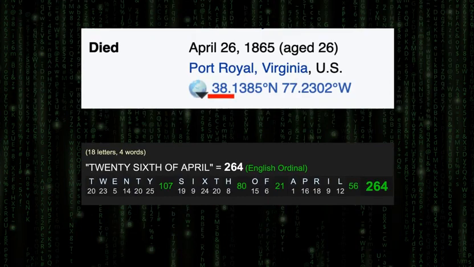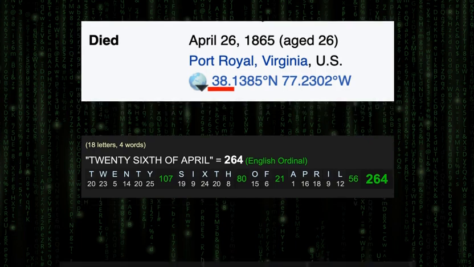And just a slight digression to illustrate some of the magic of Gematria. 26th of April is written 264. If you spell out 26th of April, it sums to 264. That's in simple Gematria.